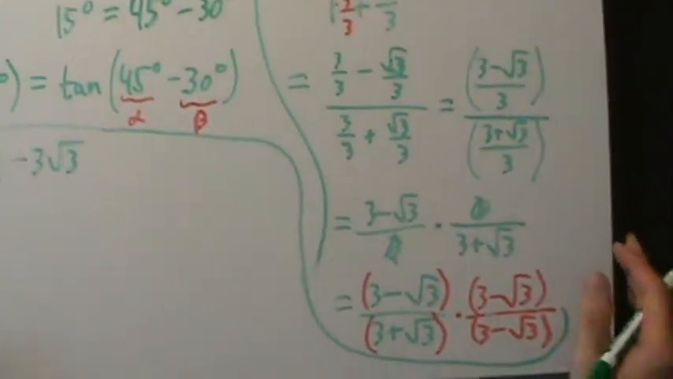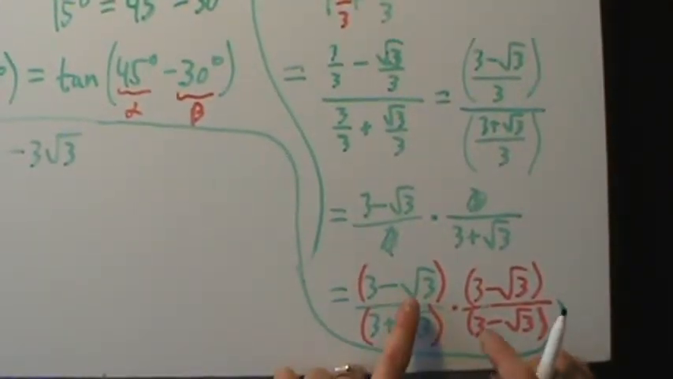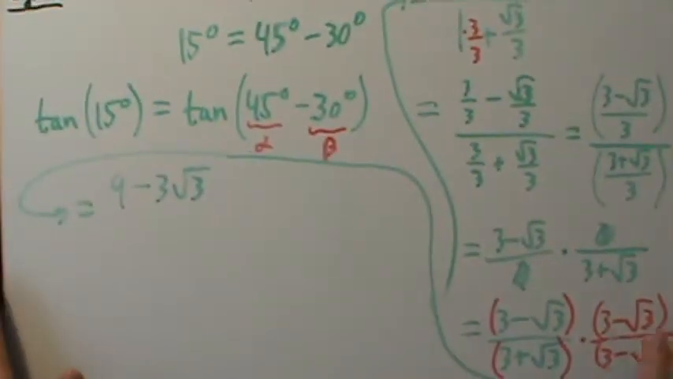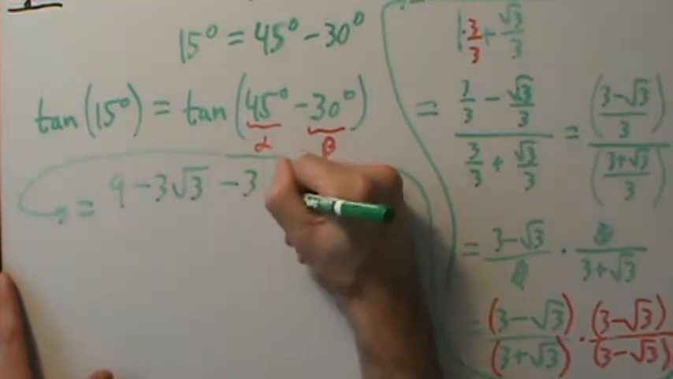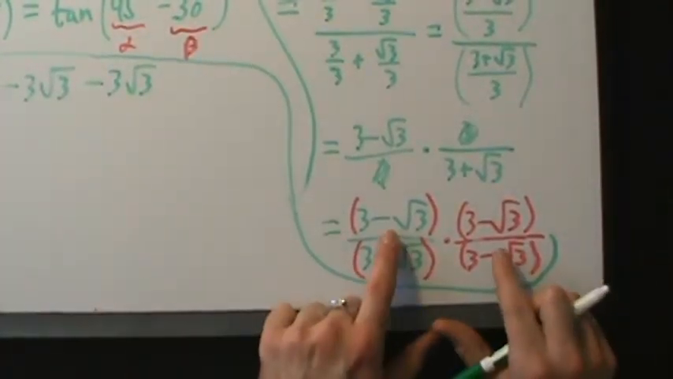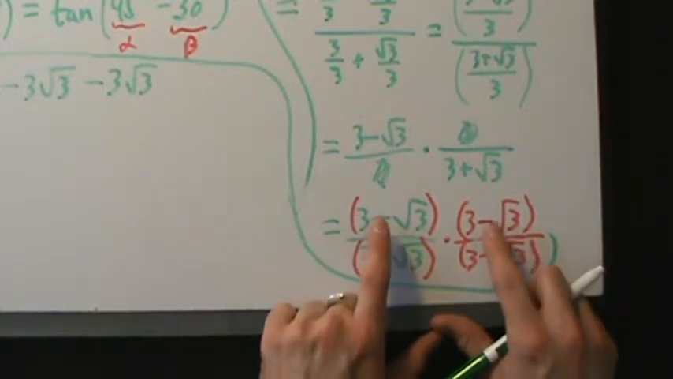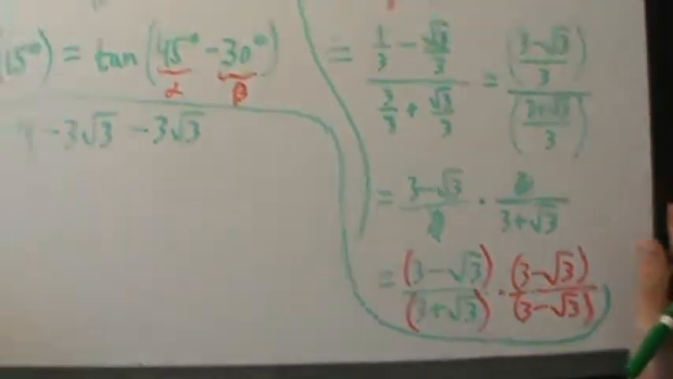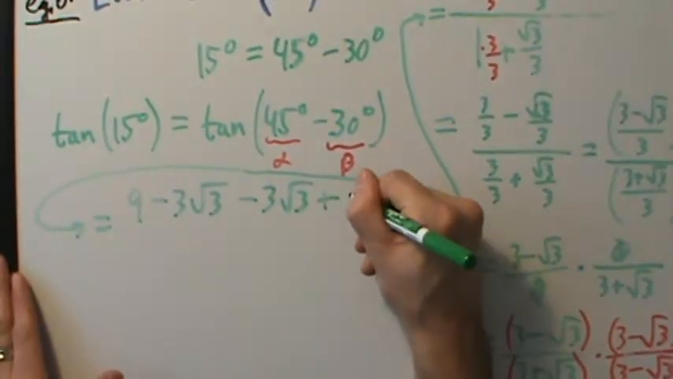What about inner? Inner gives us minus root 3 times 3. So it's going to be another negative 3 root 3. So minus 3 root 3 again. And then how about last? Last is negative root 3 times negative root 3. So two negatives multiplied together give us a positive. Root 3 times root 3, the square root goes away and we just end up with 3. Okay, so that's going to be plus 3.